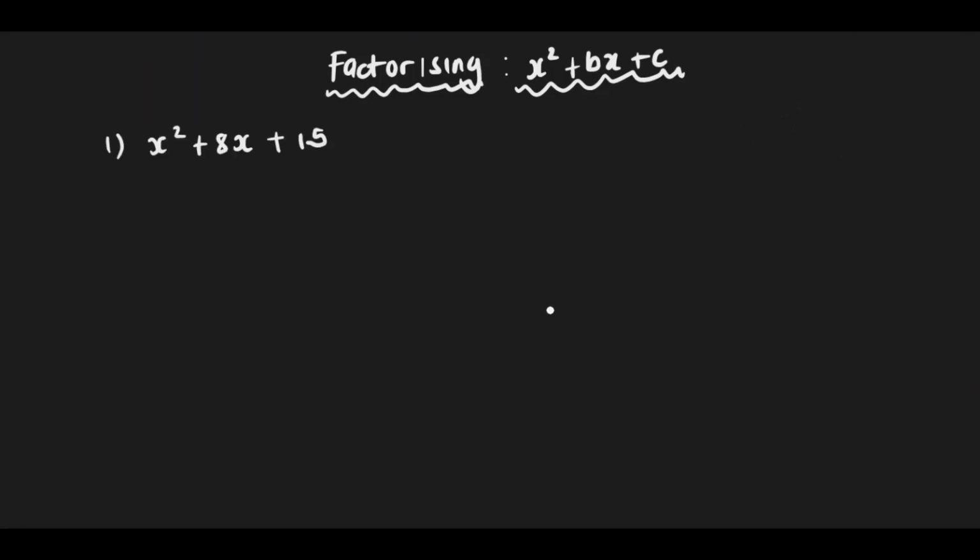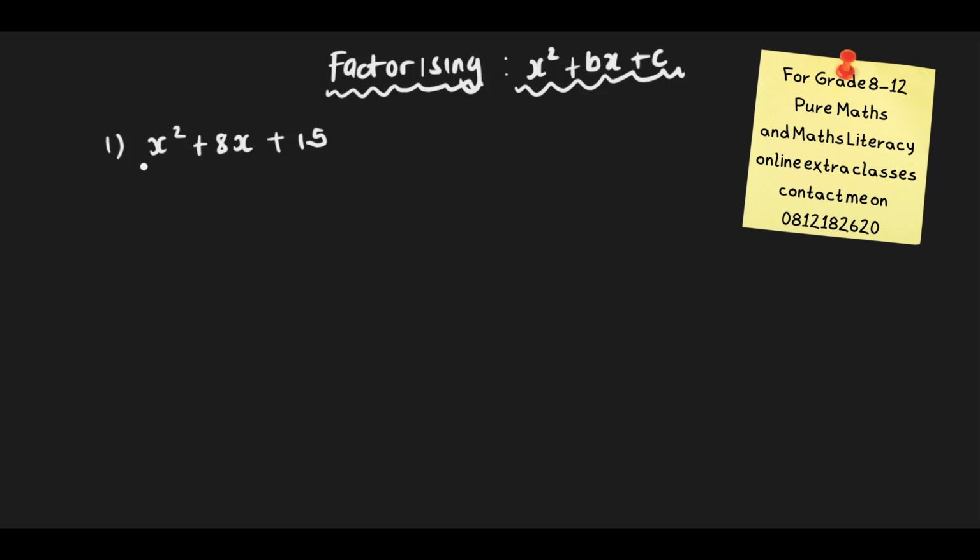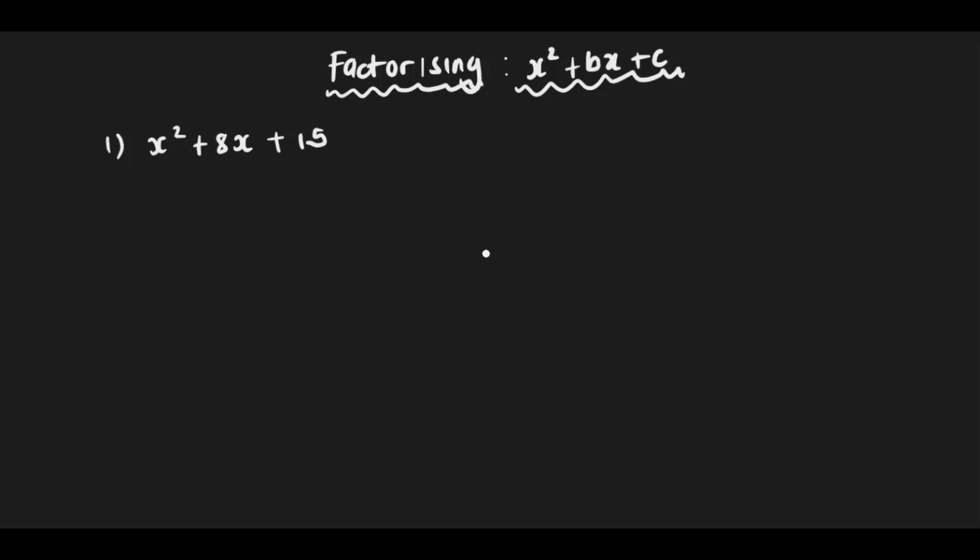So now let's look at example number 1. Our trinomial, or our expression, is x squared plus 8x plus 15. We see that the coefficient of x squared is equal to 1, so it's in this form. To factorize this, we need to look at two things. We need to look at c, which in our case is 15, and we need to look at b, which in our case is 8.